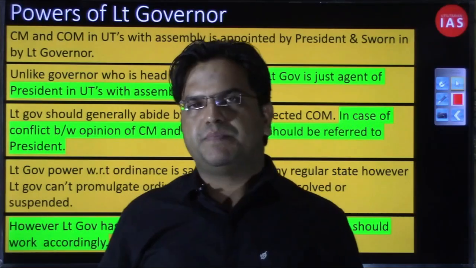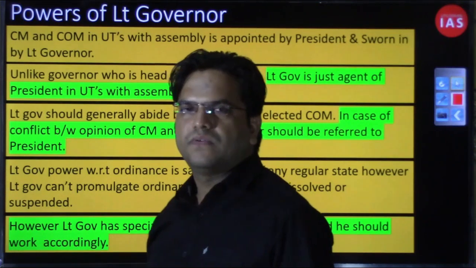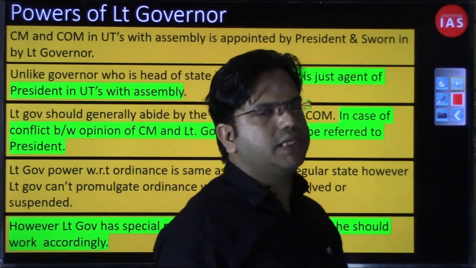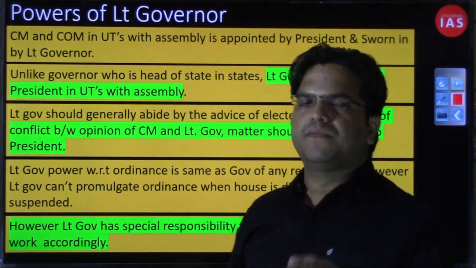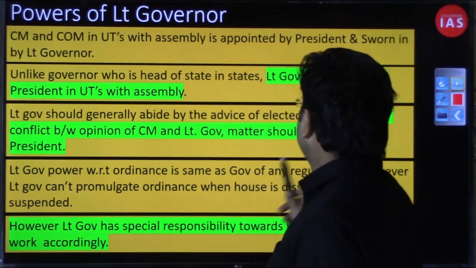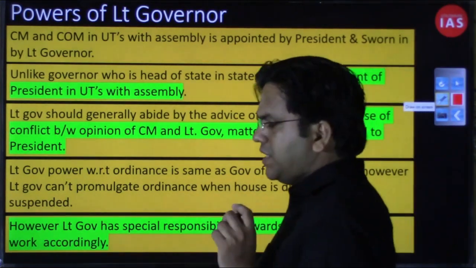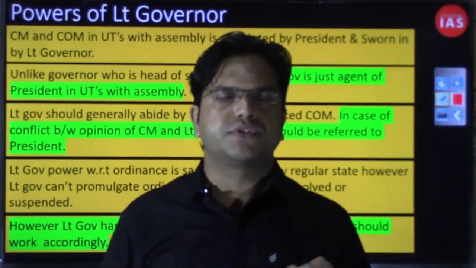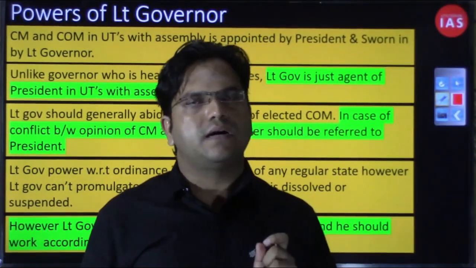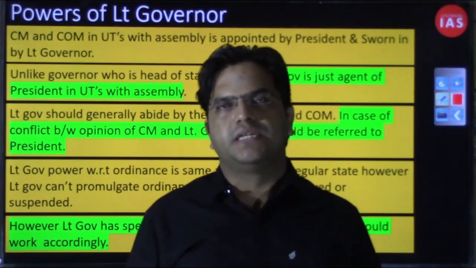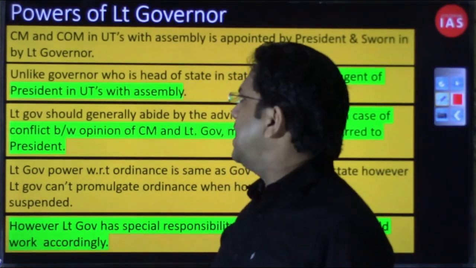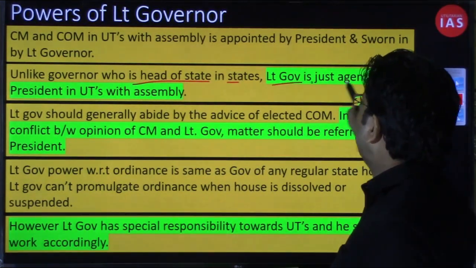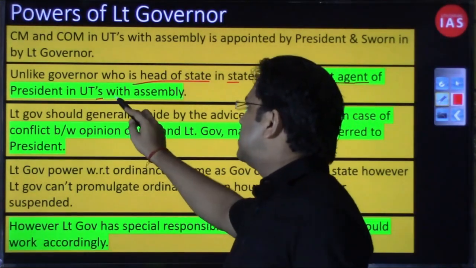This slide has been particularly appended just to compare the powers of governor and powers of lieutenant governor. Governor we have in regular states, and lieutenant governor or administrator we have in these union territories. One point I have already pointed out: these lieutenant governors are not head of state, unlike governors who in regular states are constitutional heads of state. These lieutenant governors are just agents of the president, in UTs with assembly.